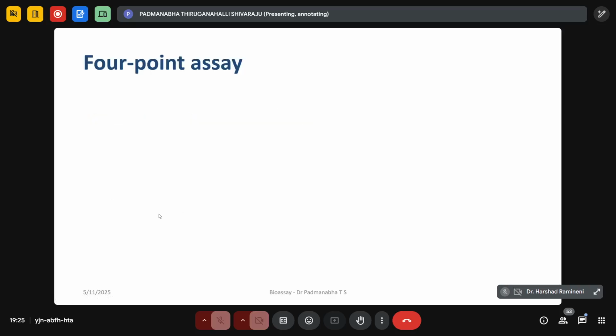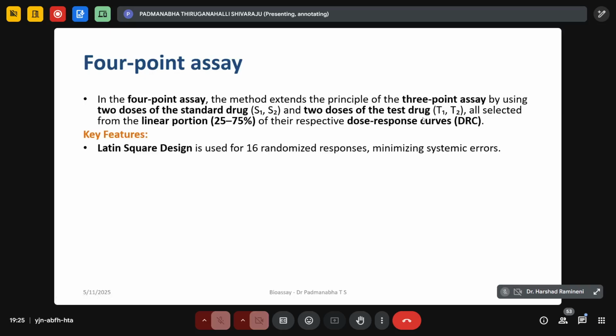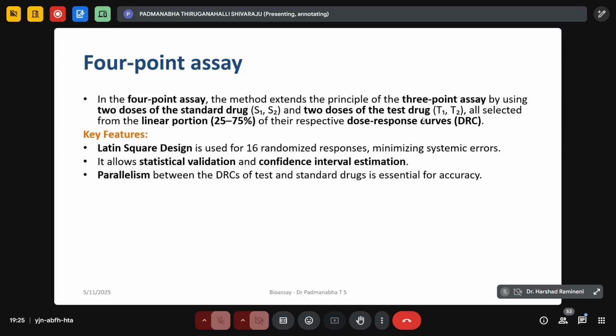Again, in the 4-point assay, what we do is similar to the 3-point assay, but we are taking two doses of the standard drug and two doses of the test drug. Previously in the 3-point assay, we took 2 doses of the standard drug and 1 dose of the test drug. But in the 4-point assay, we are collecting 2 doses and 2 doses of the standard drug and test drug respectively. Again, the same thing will be followed. We'll get 16 randomized responses, and it allows statistical validation and confidence interval estimation.